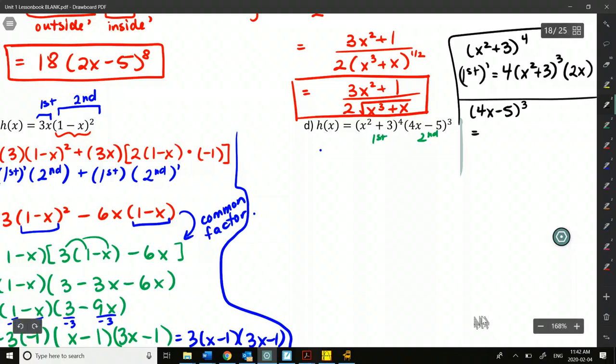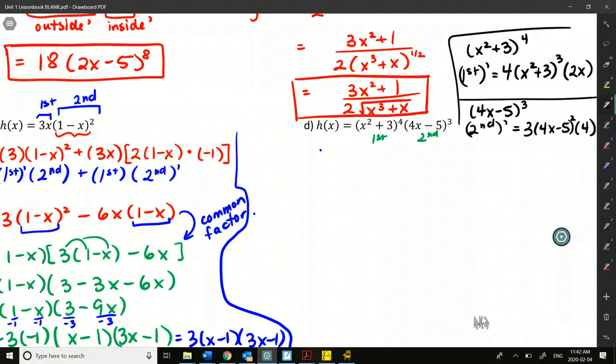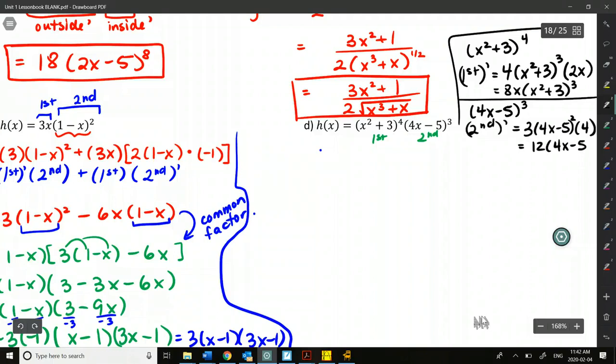Okay, so when I do the derivative of the second here, we'll get 3 times 4x minus 5 squared times derivative of the inside, which is 4. So if you wanted, you could actually clean these up ahead of time a little bit. It would be 8x times x squared plus 3 cubed, and 12 times 4x minus 5 squared.